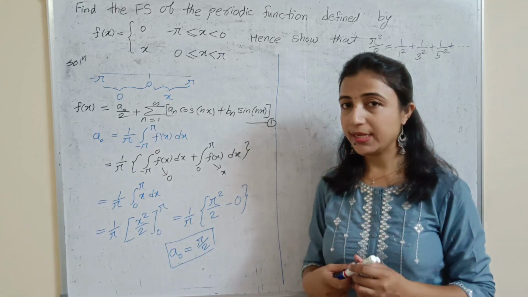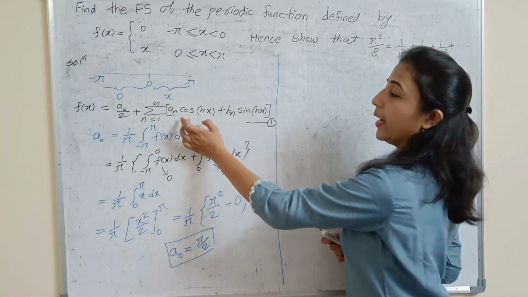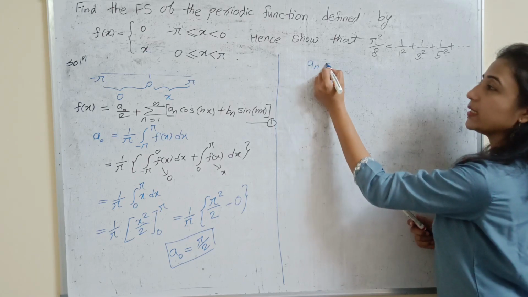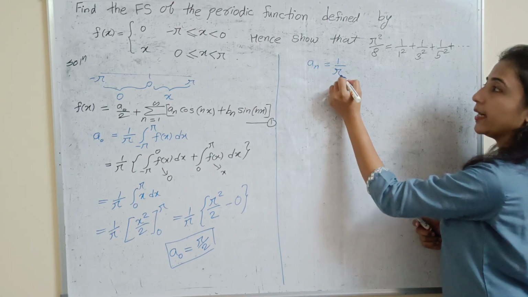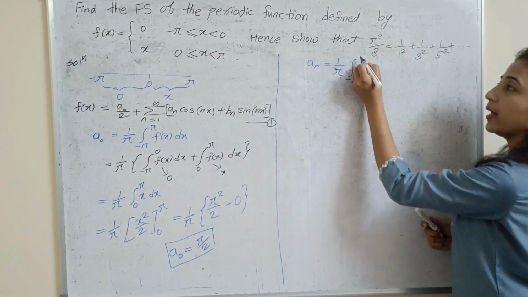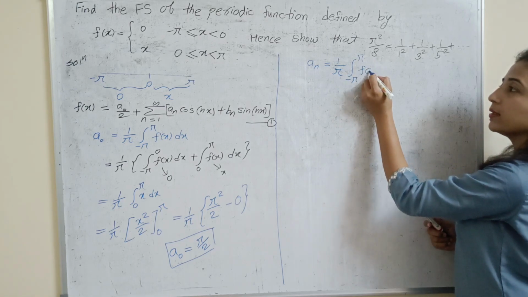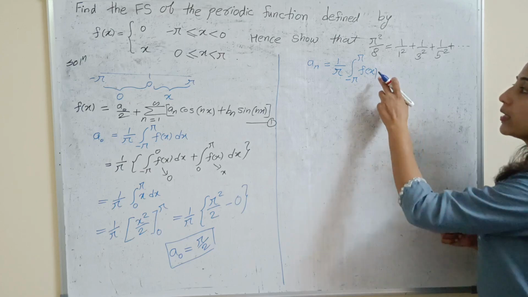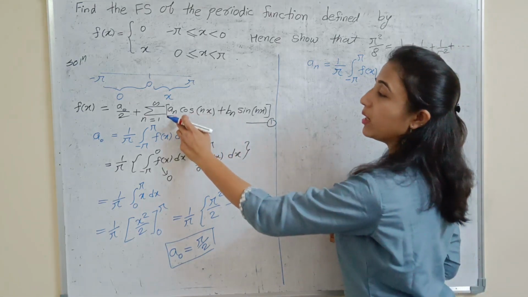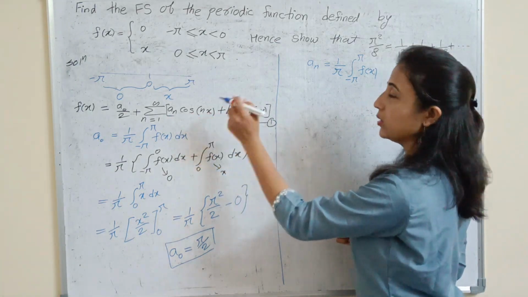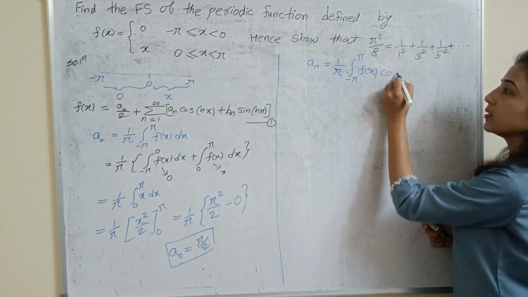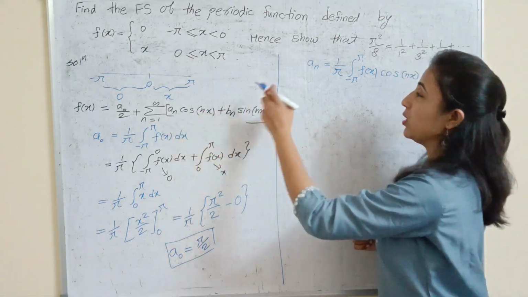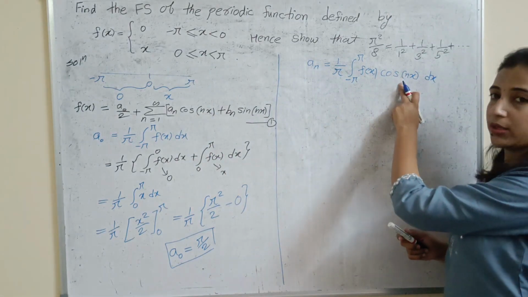Similarly, we have to find the next constant, that is an. So here the formula of finding an is 1 upon pi integral minus pi to pi f of x. In all three integrations there is f of x function, and here the multiplication for an is cos. So here we have to take cos nx. Here an multiplication cos, that's why you have to write f of x cos nx.